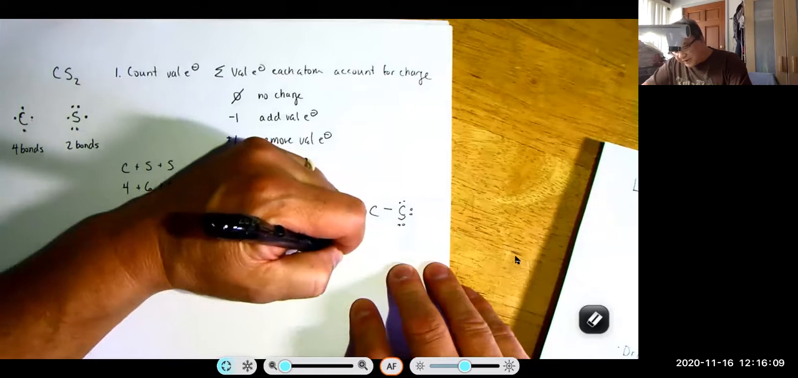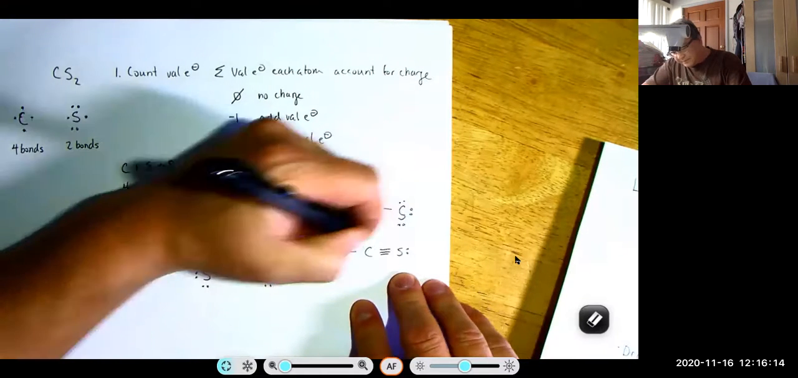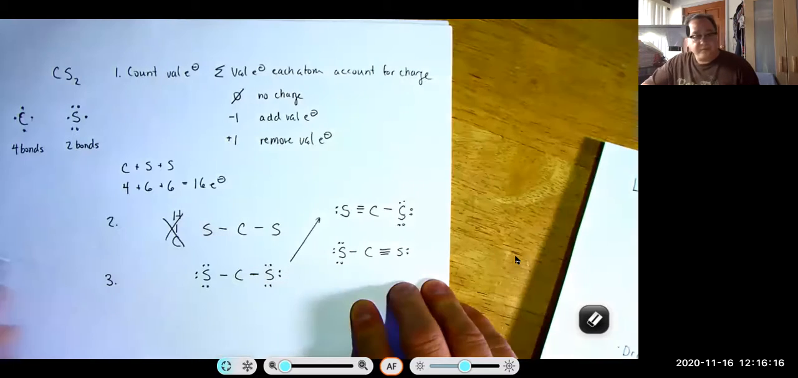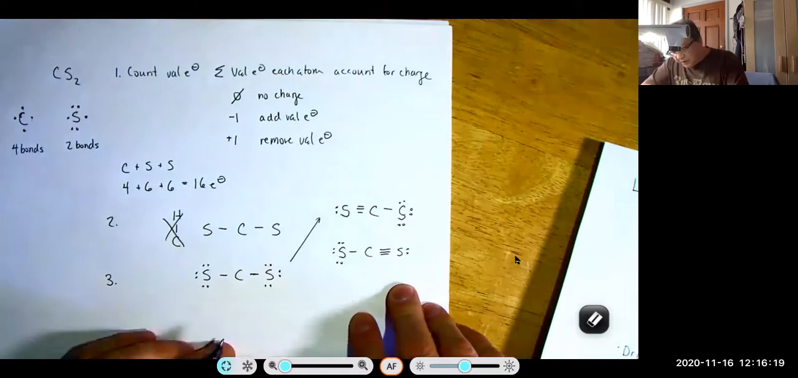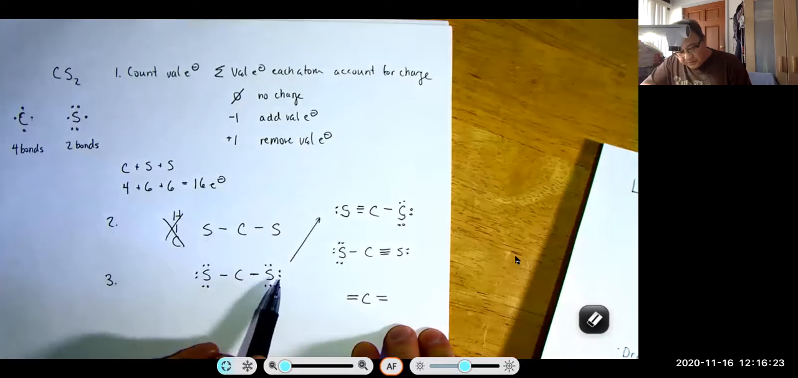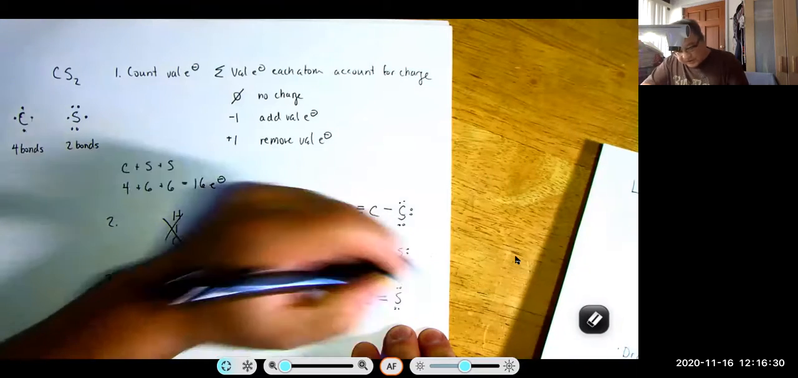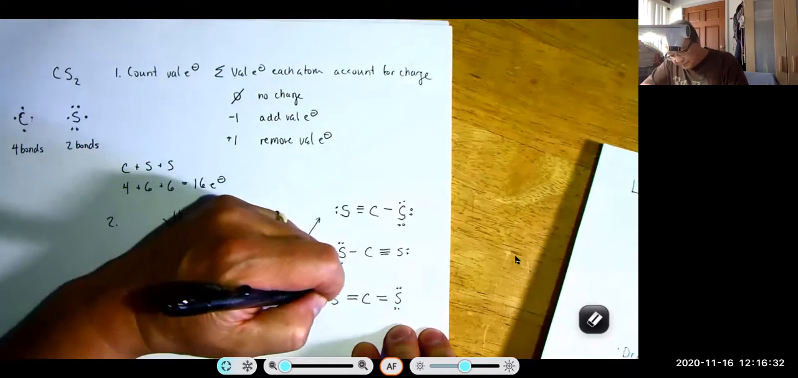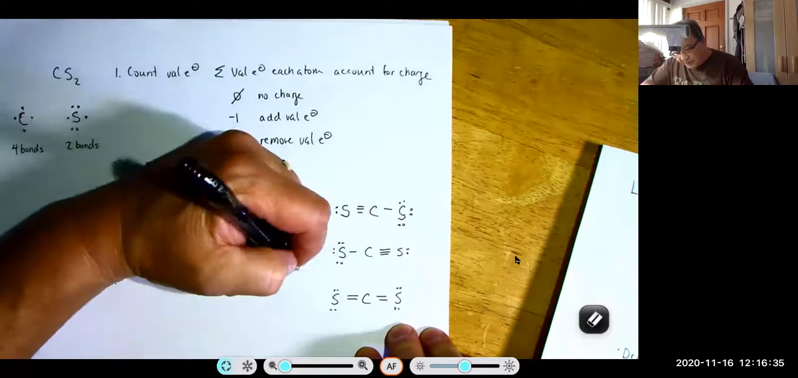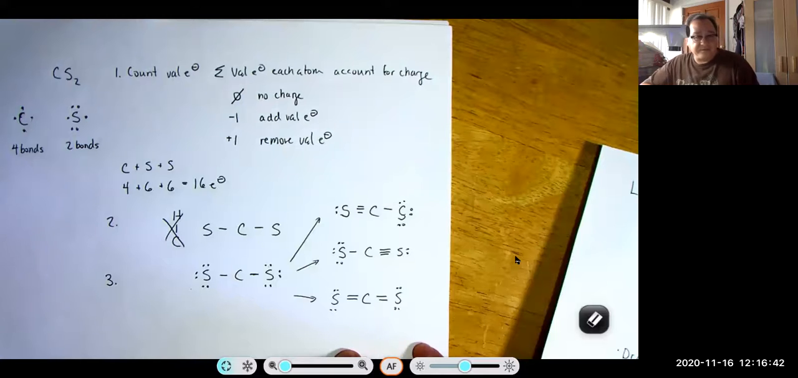We could also have done the same with the other sulfur. So this is another way to do it, but we could have also done this. We could have taken a pair of electrons from this sulfur and made a double bond, and we could have done the same with the other sulfur. So these are the 3 possible Lewis structures for CS2. One is better than the others.